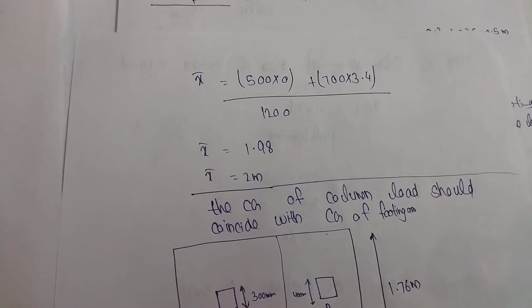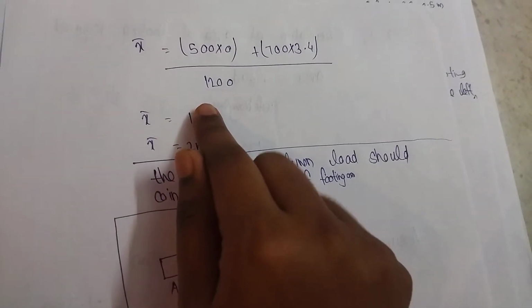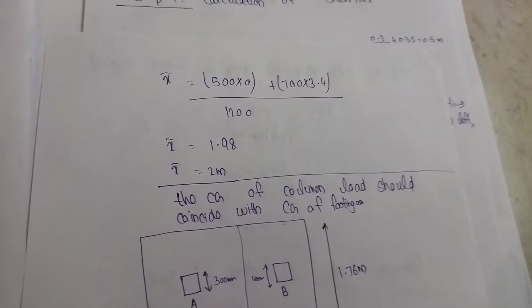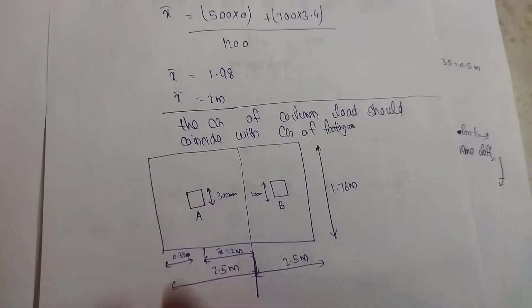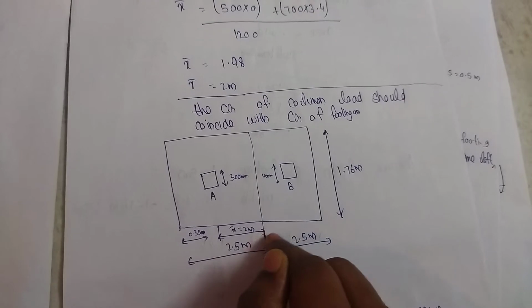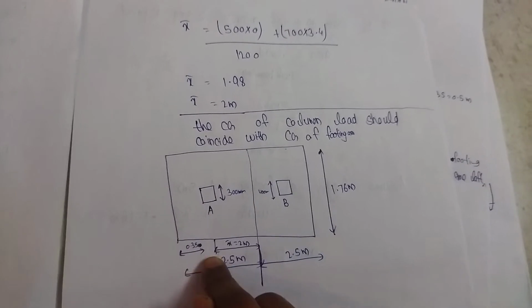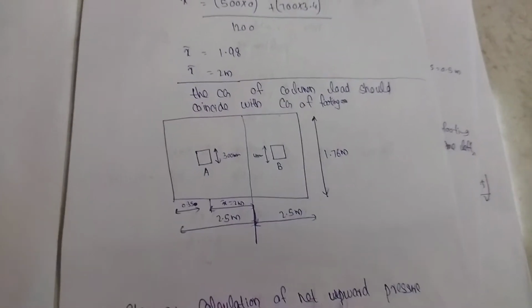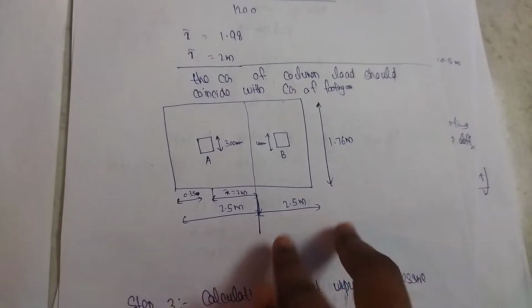So we provide the values: 500 into 0 plus 700 into 3.4 divided by the total load 1200. This 1200 is the total load, not the service load. Then we get 1.98, which we round to 2 meters. So x bar is the center of gravity distance from the center of column A. We mark a center of gravity line and get the value from A as 2 meters.